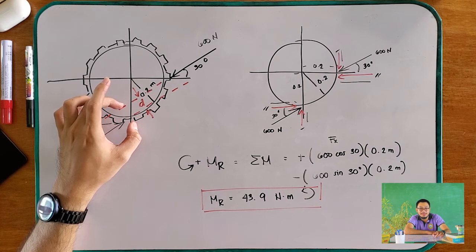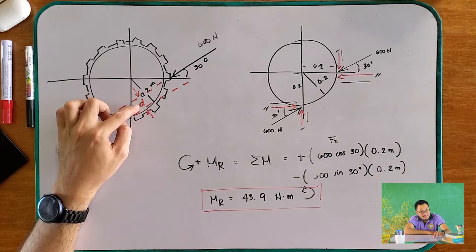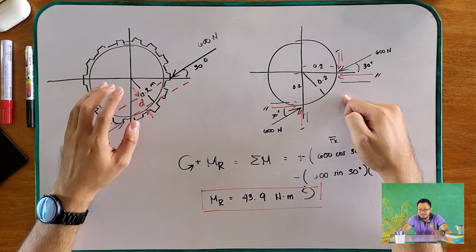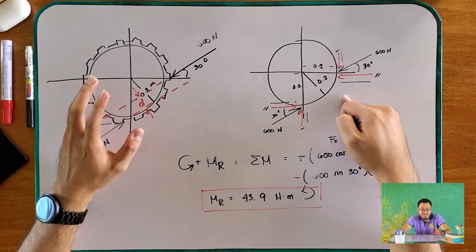Gets? Diba? It looks hard if we are going to choose this distance. But by applying Varignon's theorem, we have made it a lot easier. So that is how your couple moment works. Understood?